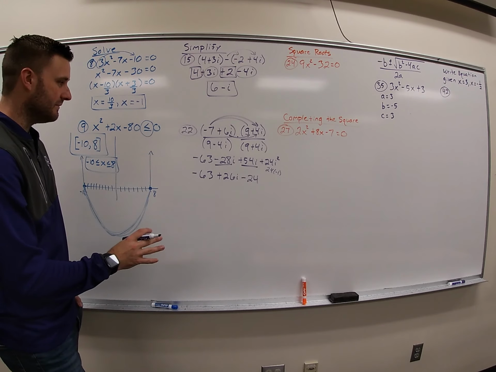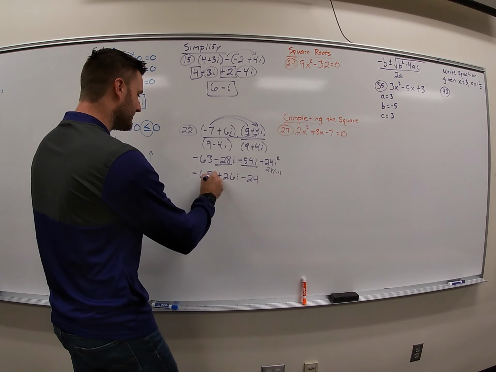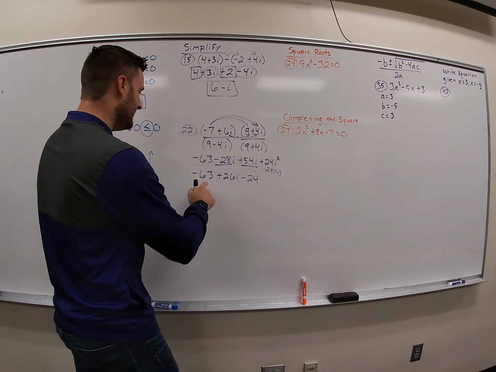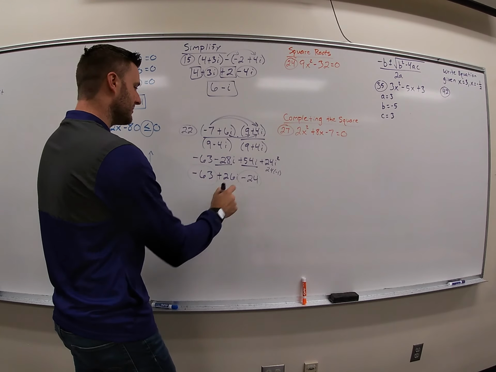All right, so then we have even more like terms we get to combine. Pure joy. -63 and -24 would be a -87 plus this 26i. That is just our numerator. That is just the top of this fraction.